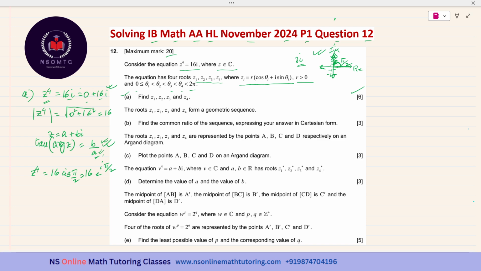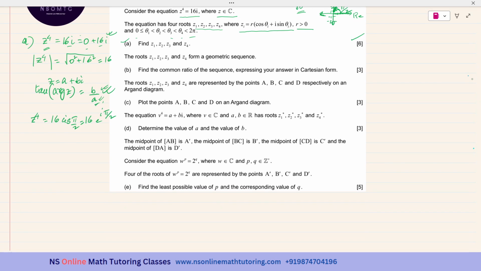Now I will be using de Moivre's theorem because I have to get the values of z. Therefore z1 will be equal to 16 to the power of 1 over 4 and e to the power of i pi over 2, to the power of 1 over 4. So z1: 16 is 2 to the power of 4, whole raised to the power of 1 over 4, which is 2. And this is e to the power of i pi over 8.